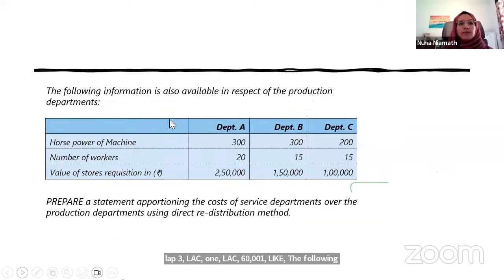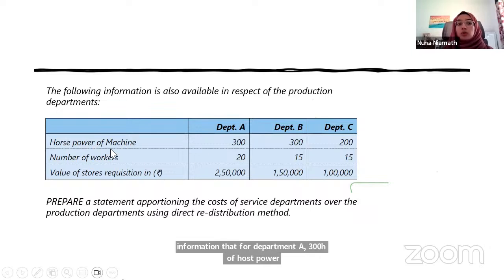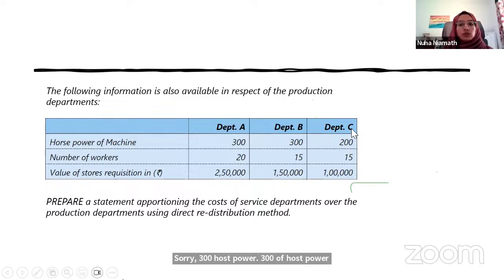Let's look at the next slide. This is the following information: horsepower of machine is 300 for department A, 300 for department B, and 200 for department C. Number of workers: 20, 15 and 15. Value of stores requisition in A, B and C is 2,50,000, 1,50,000, 1 lakh. Prepare a statement apportioning the cost of service departments over the production departments using the direct redistribution method.